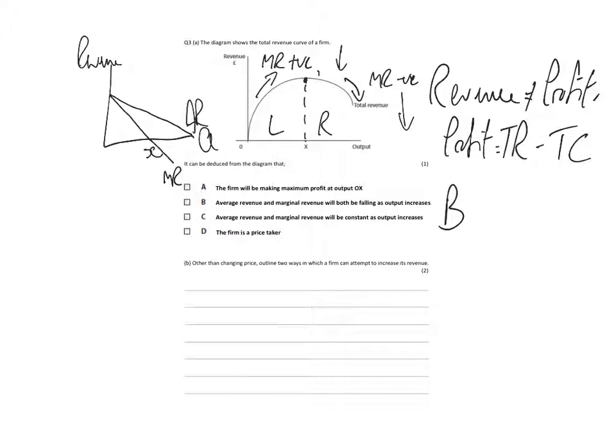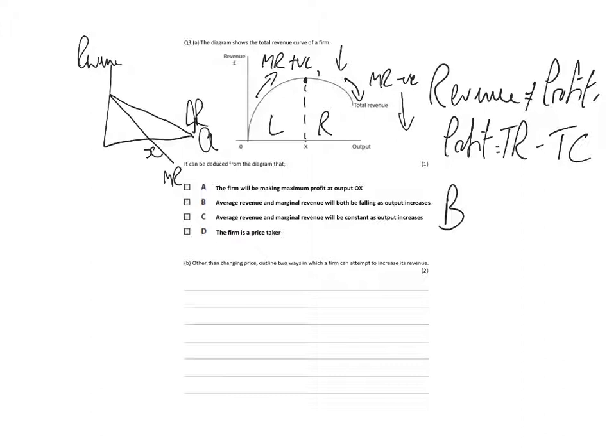In part B of this question, other than changing the price, outline 2 ways in which a firm can attempt to increase its revenue. I got some fairly basic answers here that didn't really put forward a specific or an exact policy. People talked about the company increasing its consumer base without really explaining how it's going to do that. I also got some answers that again confused revenue and profit. So one solution put forward to increase a firm's revenue was to cut its costs, to reduce labour costs, outsource production. And whilst that might help to increase profit, that's not what the question is asking for here.